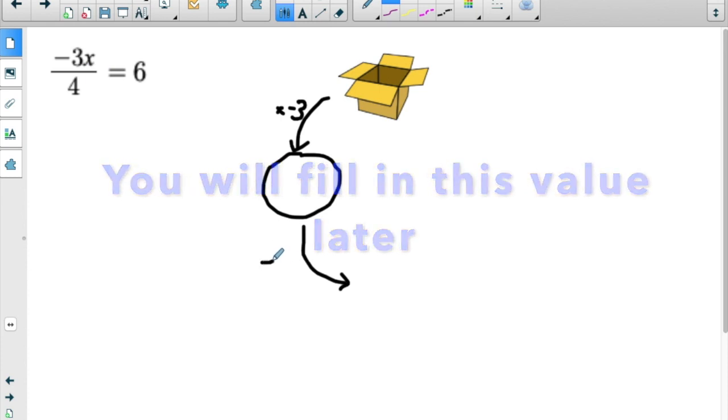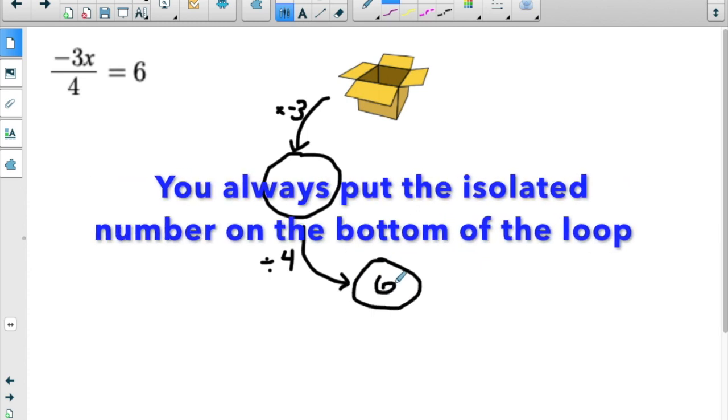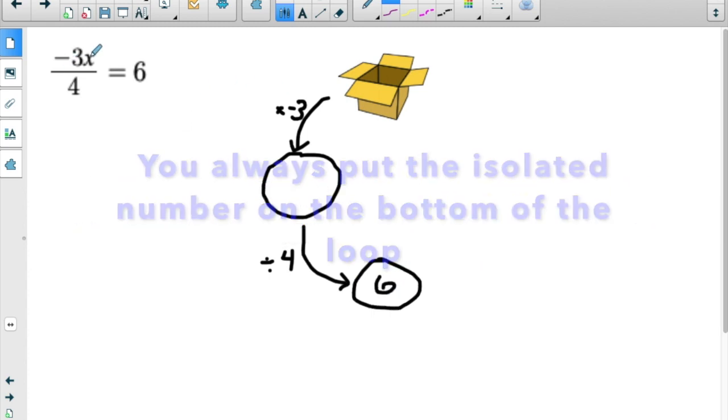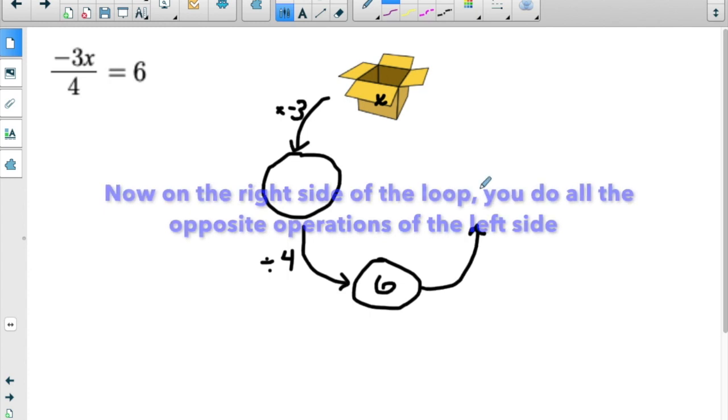And then we divide that value by 4, and we get 6. Okay? So all I did was take the box, which is x, and multiply it by -3 to get a value which we don't know. We divided it by 4 to get 6. So all we have to do is reverse the process.